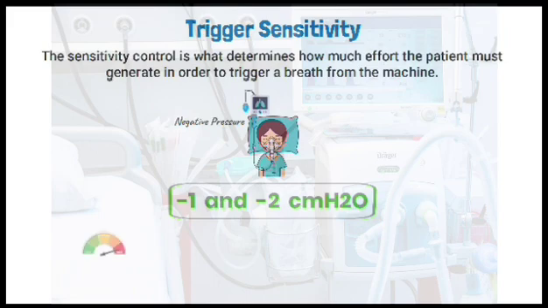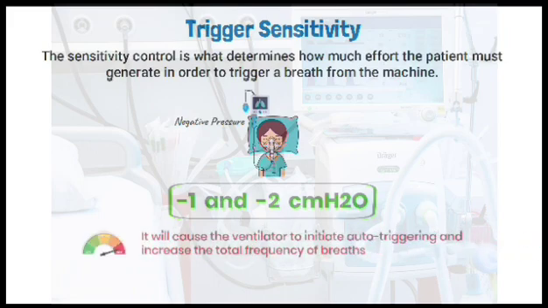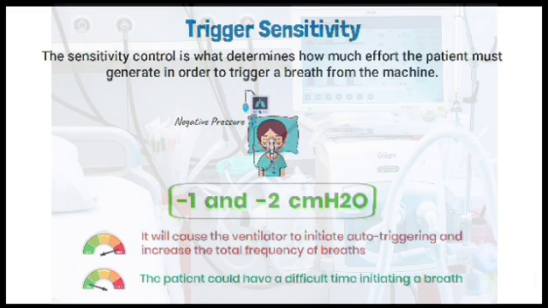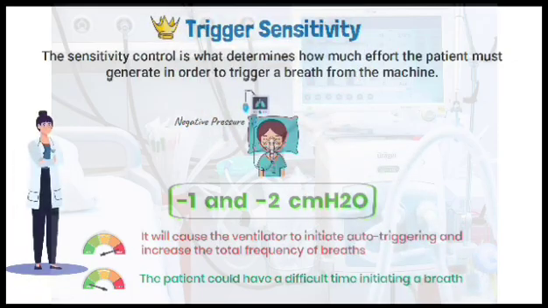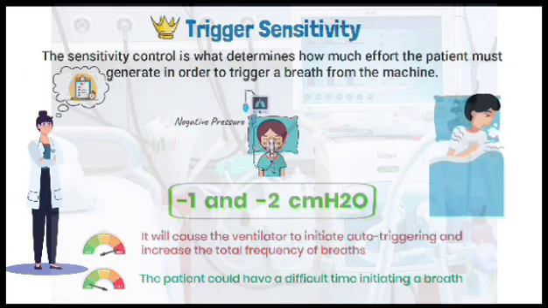If the sensitivity is set too high, it will cause the ventilator to initiate auto-triggering and increase the total frequency of breaths. If it's set too low, the patient could have a difficult time initiating a breath to begin with. So this is definitely something that all of my respiratory therapy students should remember, especially those who are preparing for the TMC exam. Whenever you see a question about a patient who is struggling to initiate a breath, just remember that you likely need to adjust the sensitivity setting.